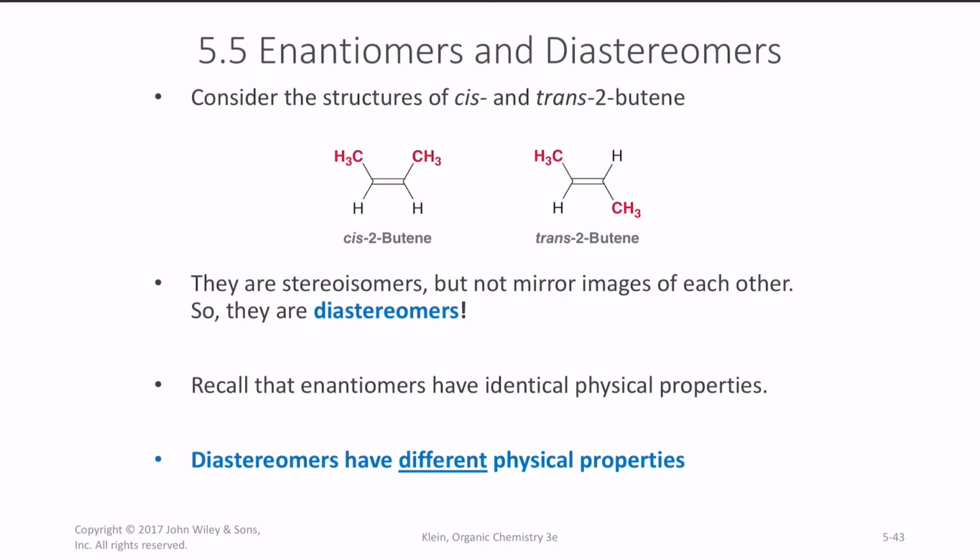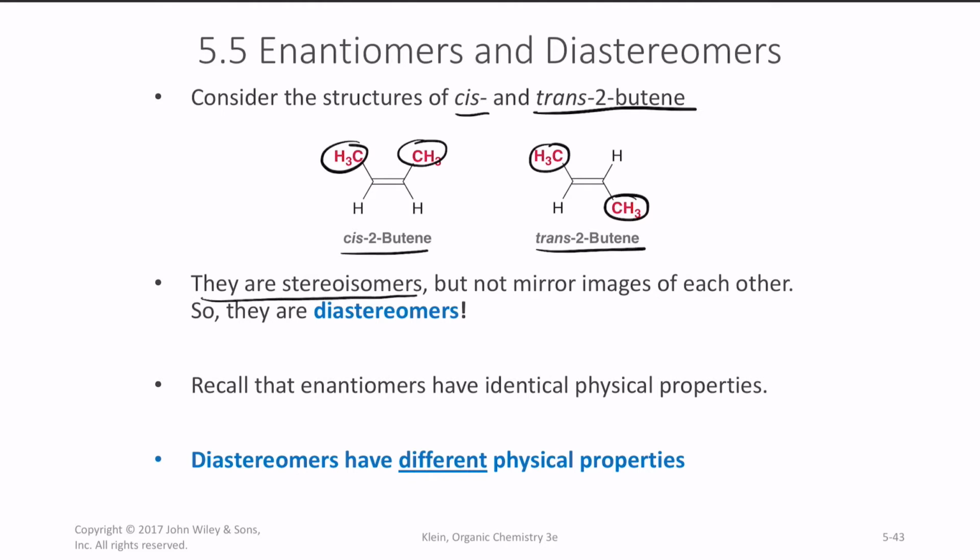Now consider the structure of cis and trans 2-butene. Notice the structure of cis 2-butene and trans 2-butene. It is cis because the similar groups are on the same side, and when they are on opposite sides, we say it's a trans compound. These are also stereoisomers, but they are not mirror images of each other. Just because you keep a mirror here does not mean the images are mirror images. So these are called diastereomers.